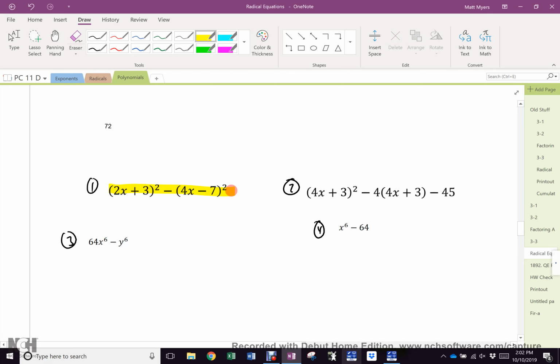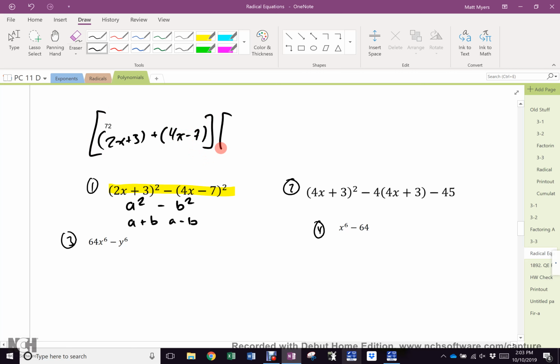this is a difference of squares, which is exactly the same as a squared minus b squared, which is, of course, a plus b, a minus b. So, if this is a, it is 2x plus 3 plus, that's b, 4x minus 7. That's the first factor. The second factor is 2x plus 3 minus 4x minus 7.